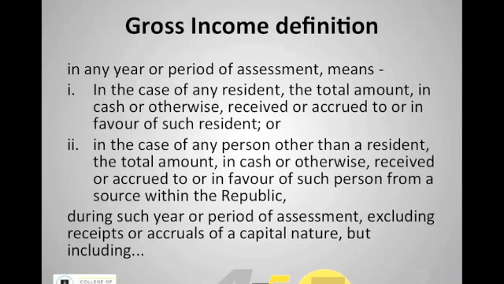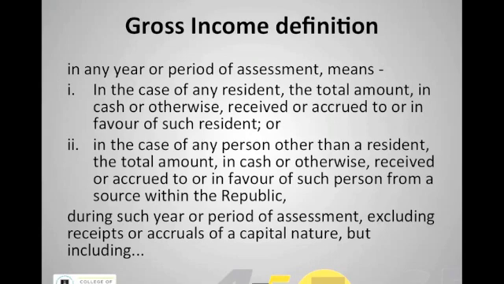So gross income, in terms of the definition in section 1, means in any period or year of assessment, in the case of any resident, the total amount in cash or otherwise received or accrued to or in favour of such resident, or in the case of any person other than a resident, the total amount in cash or otherwise received or accrued to or in favour of such person from a source within the Republic, during such year or period of assessment, excluding receipts or accruals of a capital nature, but including ... and that's where the special inclusions come in.